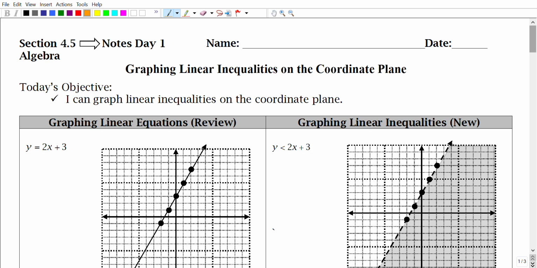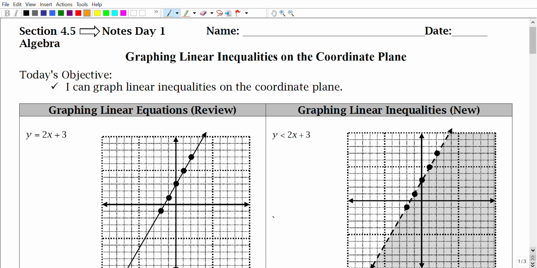Today we're going to take a look at the last section of chapter 4. So we're looking at section 4.5, day 1. Now there will be a day 2, so make sure you watch the video right after this for day 2 to finish off this last section, which will finish off our chapter 4.